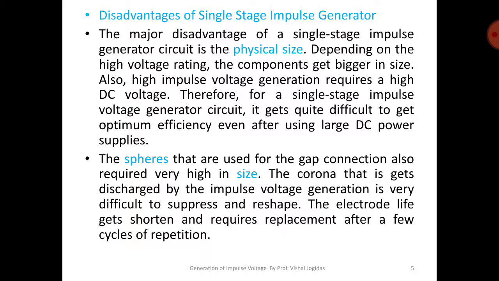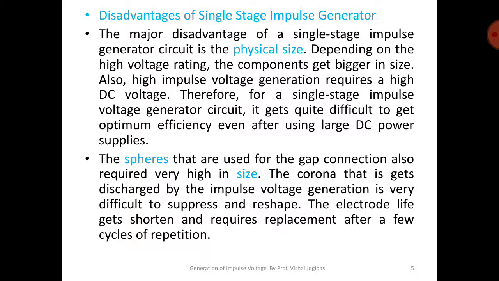Disadvantages of single stage impulse generator. The major disadvantage of a single stage impulse generator circuit is its physical size. Depending on the high voltage rating, the components get bigger in size. Also, a high impulse voltage generator requires a high DC voltage. Therefore, for a single stage impulse voltage generator circuit, it gets quite difficult to get optimum efficiency even after using large DC power supplies.